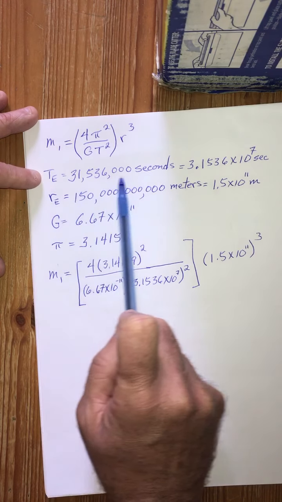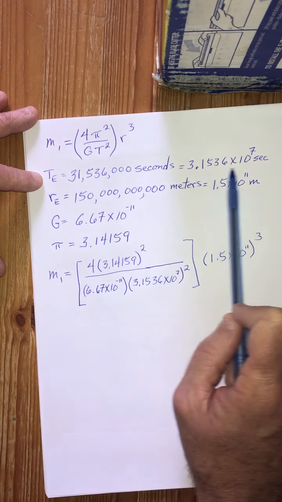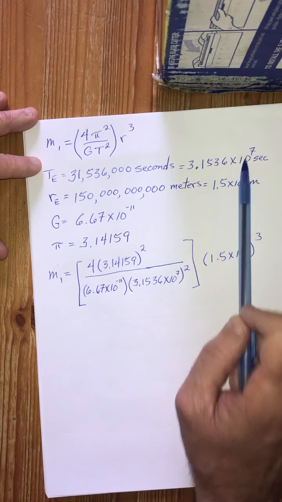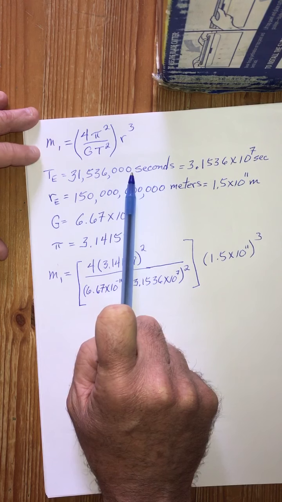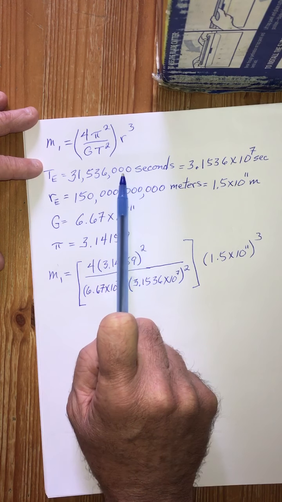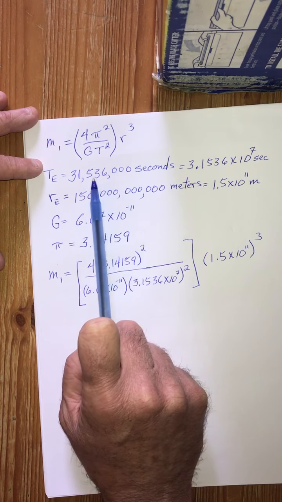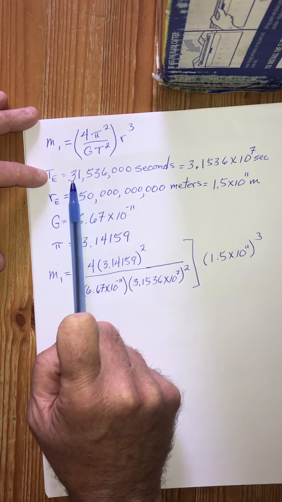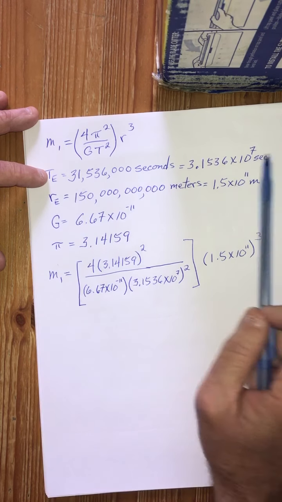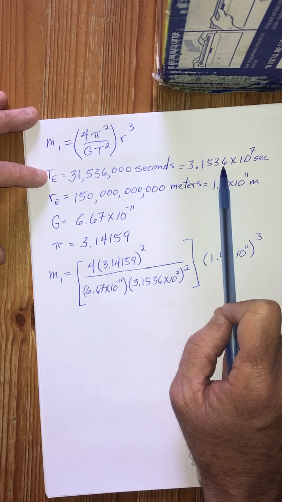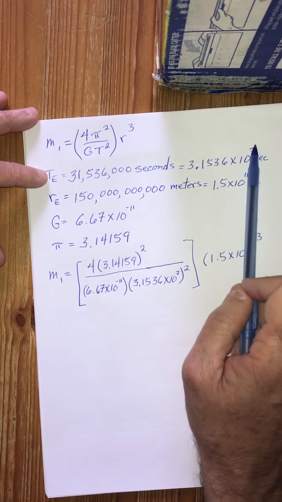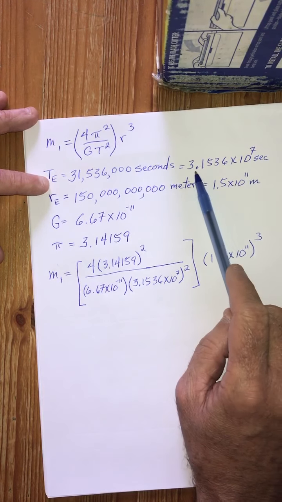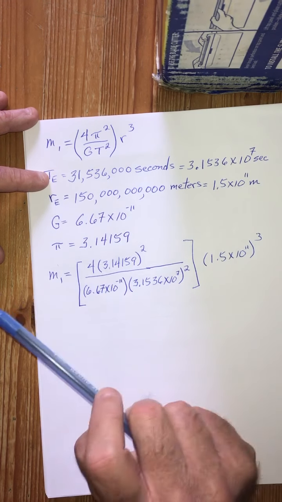So here's the Earth's period in seconds, and notice that I've expressed this in scientific notation. So what I did was I took the decimal point at the end of the number and counted 1, 2, 3, 4, 5, 6, 7 places, and put the decimal point between the 3 and the 1, and I get this: 3.1536 times 10 to the 7th. This exponent is the same as the number of decimal places I counted in moving the decimal point over between the 3 and the 1.